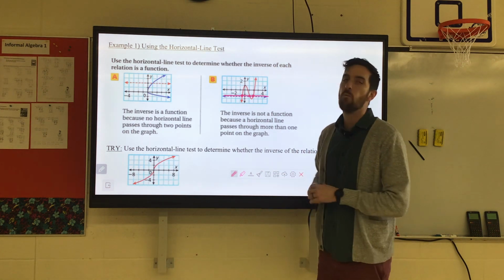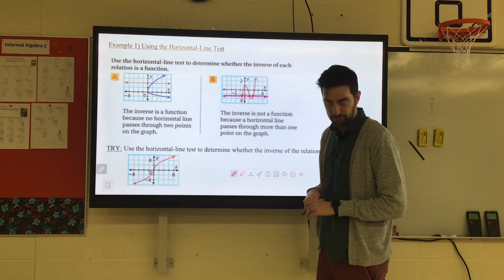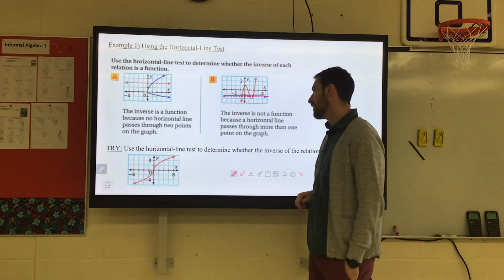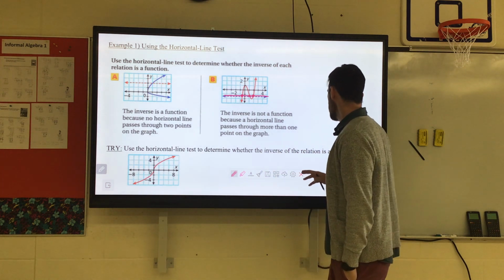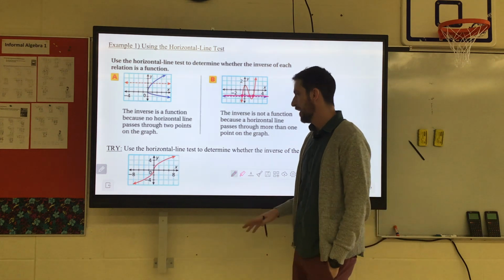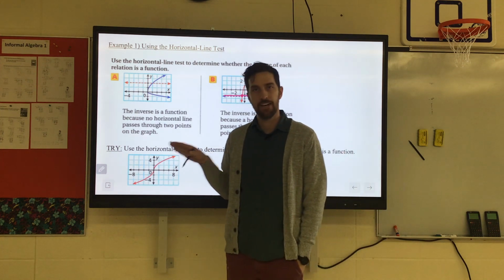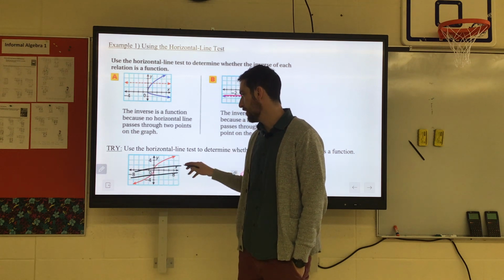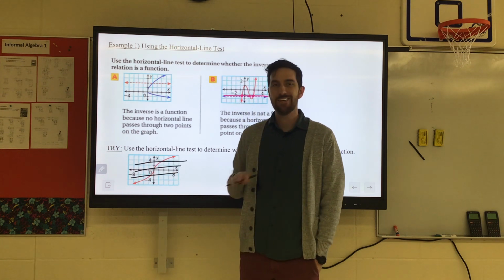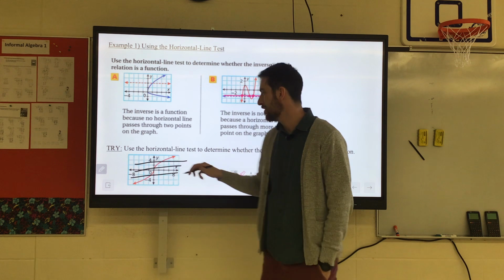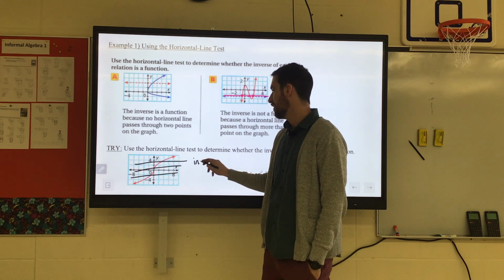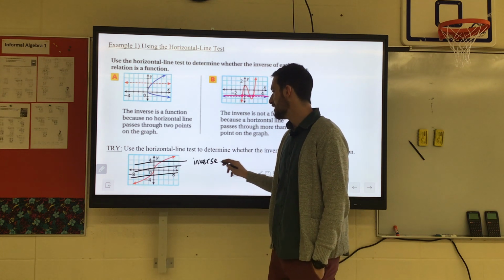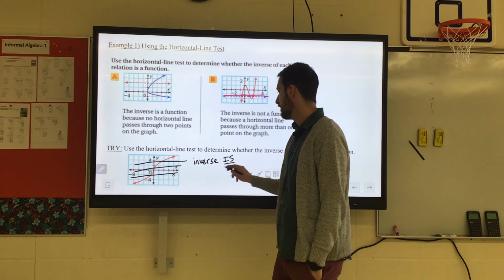So let's look at the one that we have to try. Use a horizontal line test to determine if the inverse of the relation is a function. Can you draw a flat line and have it hit this graphed line more than once? No, that's not possible. Any horizontal line you draw is just going to hit the graph once, which means its inverse is a function.